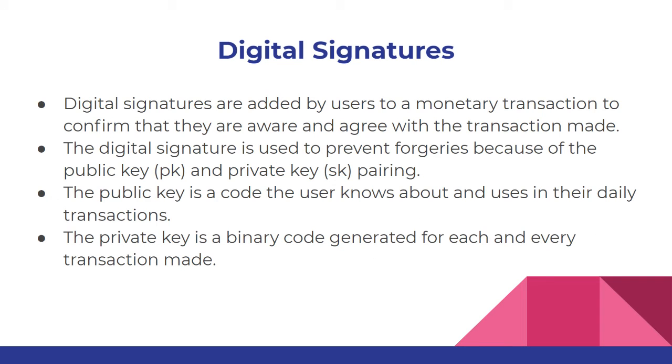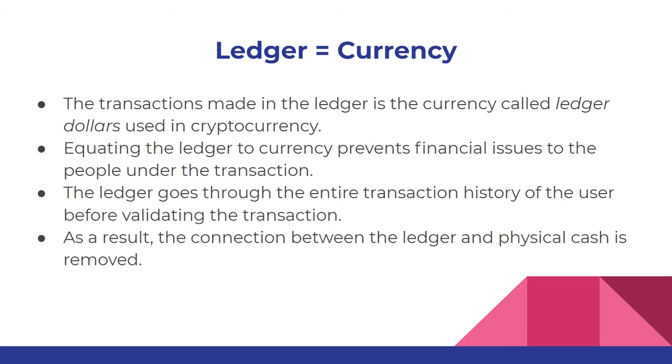Digital signatures are added by users to a monetary transaction to confirm that they are aware and agree with the transaction made. The digital signature is used to prevent forgeries because of the public key and private key pairing. The public key is a code the user knows about and uses in their daily transactions, while the private key is a binary code generated for each and every transaction made. Digital signatures are safe because the hacker must figure out a specific 256-digit binary number to forge a person's financial accounts. The transactions made in the ledger is the currency used in cryptocurrency.